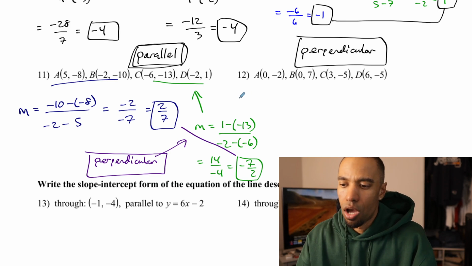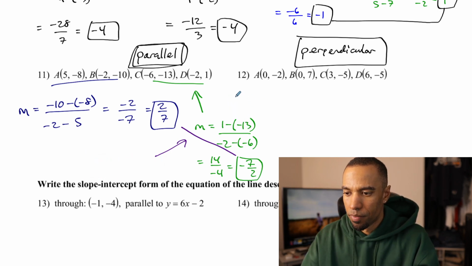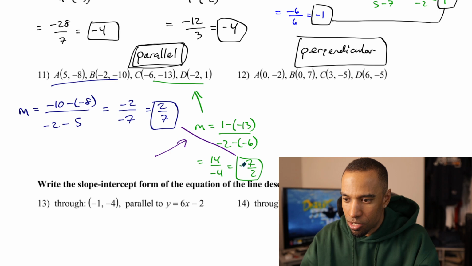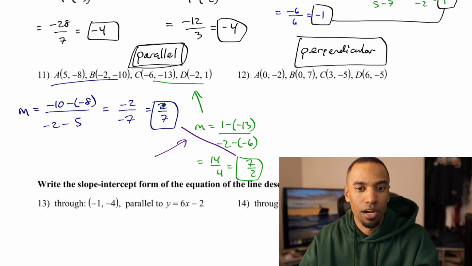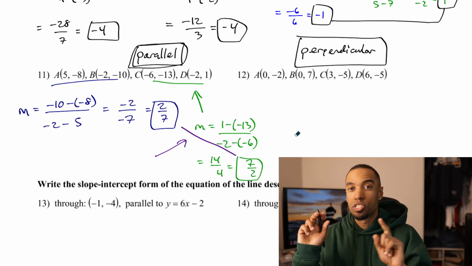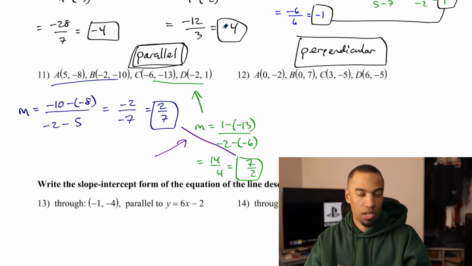Oh, hold on. No, I screwed up. Not everything, just this sign. You see? I messed that up. That's not a negative 4. That is a positive 4. So that's 7 halves right there. 2/7, 7 halves. They are reciprocals. They are not opposite reciprocals.